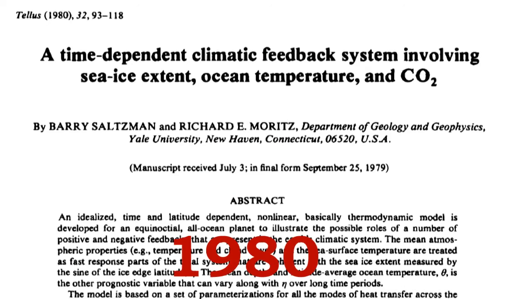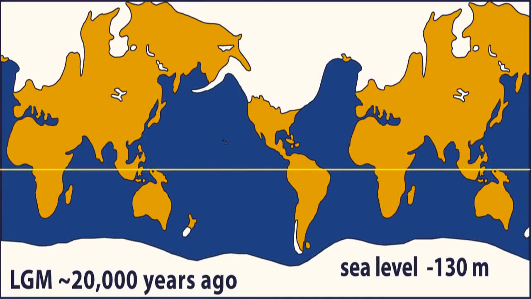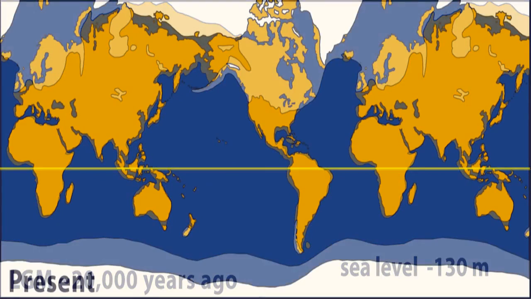This paper by Saltzman also describes how carbon dioxide released from a warming ocean amplifies initial warming. Just as Lorius and Barnola had predicted, and other researchers have confirmed, it was positive feedback that defrosted the planet, not orbital forcing.